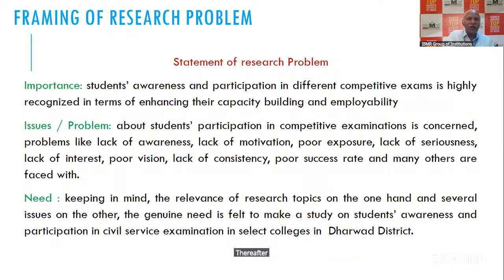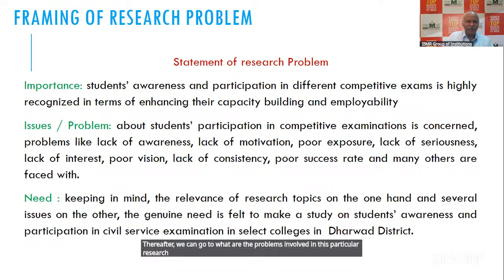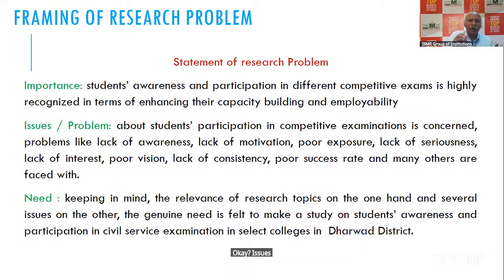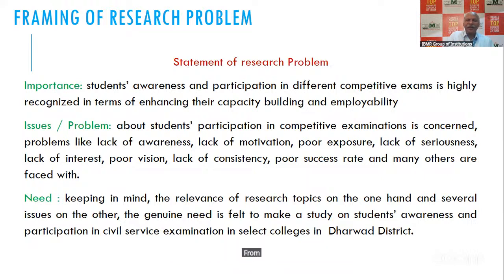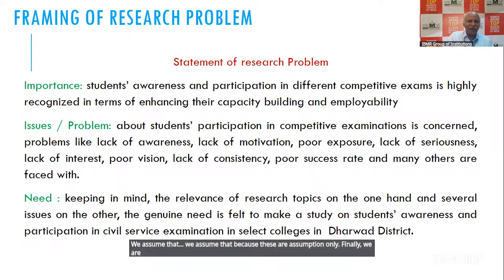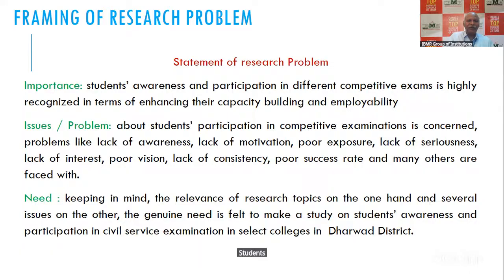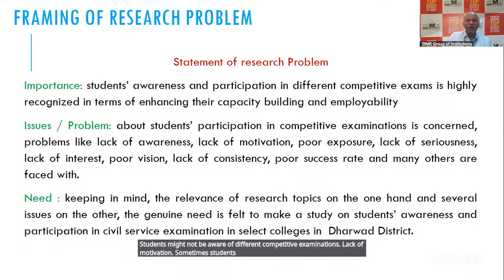Thereafter, we can go to what are the problems involved in this particular research. Issues or problems as far as students' participation in competitive examination is concerned. Problems like lack of awareness, based on the experiences and from the available facts, we assume that, because these are assumptions only. Finally, we are going to research and find out problems like lack of awareness. Students might not be aware of different competitive examinations. Lack of motivation. Sometimes students find lack of motivation.